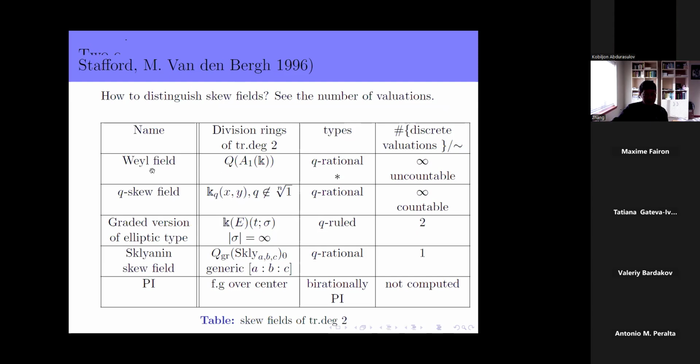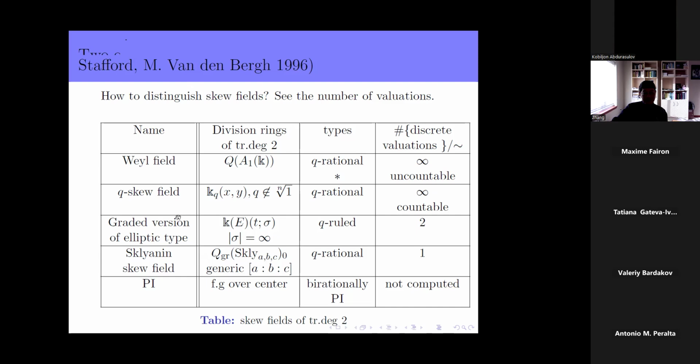So for the Weyl field, he constructs uncountably many discrete valuations, and he showed that the number of valuations is uncountably many. For the q-skew field, he proved that there are infinitely many, but only countably many valuations. So from these numbers, we can see right away the Weyl field is not isomorphic to the q-skew field. Okay.